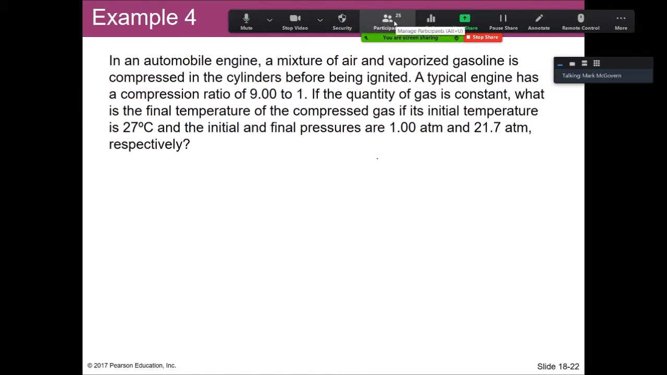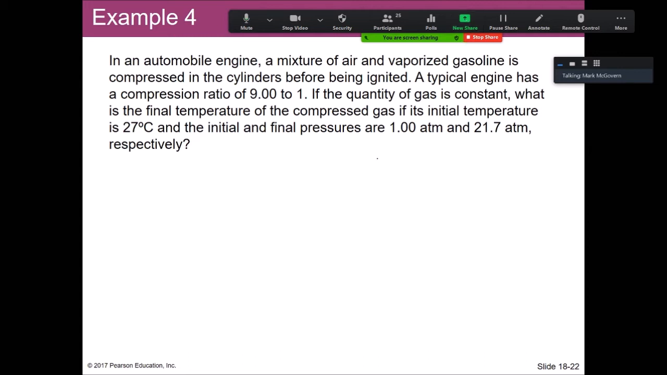All right. Let's look at this example. Okay, what's going on here? We've got an automobile engine, a mixture of air and vaporized gas that's compressed in the cylinders and has to be ignited. A typical engine has a compression ratio of 9 to 1. What that means is the ratio of volumes is 9 to 1. So when you compress it, the volume goes down by a factor of 9.